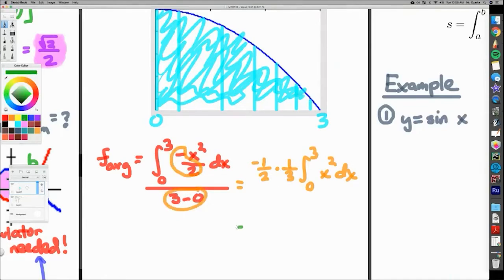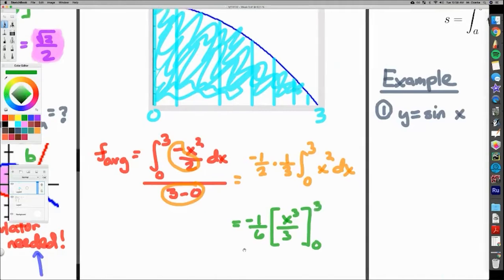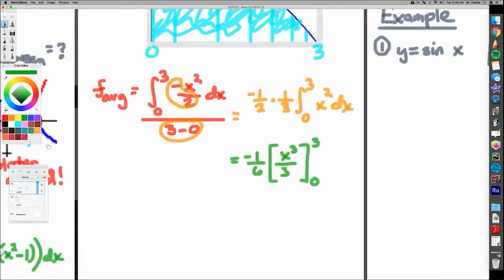You don't have to do it that way. I just like to make it neat like that. The antiderivative of x squared is x to the third over 3, and we're integrating it from 0 to 3. So this is going to be -1/18. When you plug in 3, you get 3 to the third, which is 27. When you plug in 0, you get 0. So that's nice.